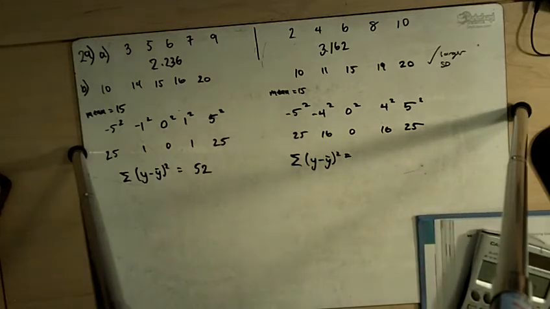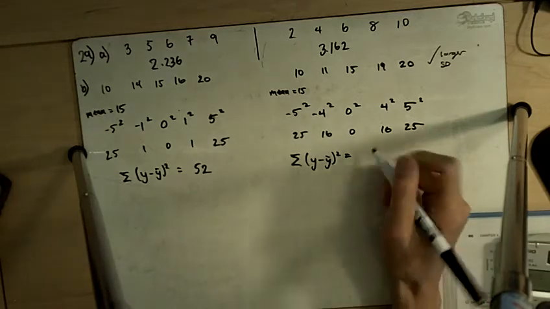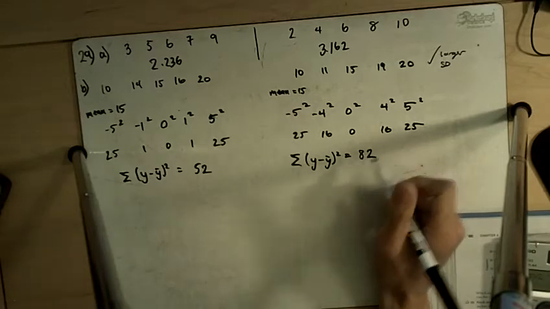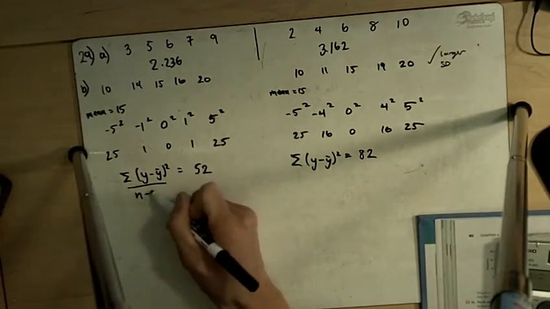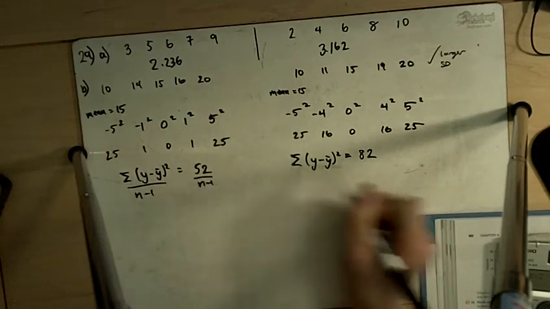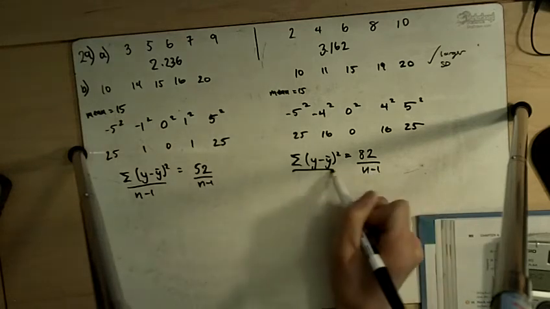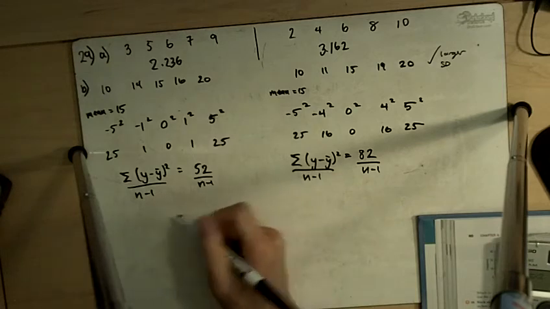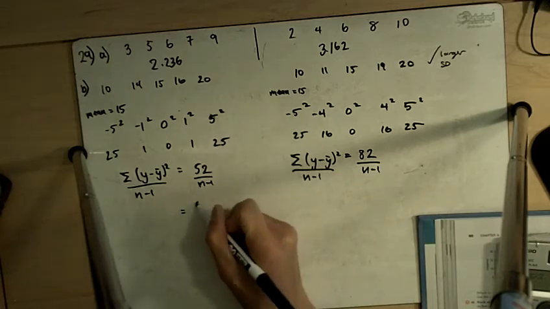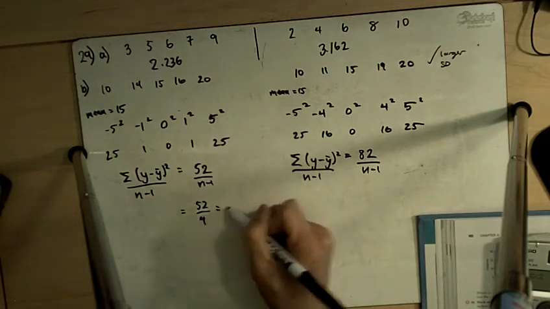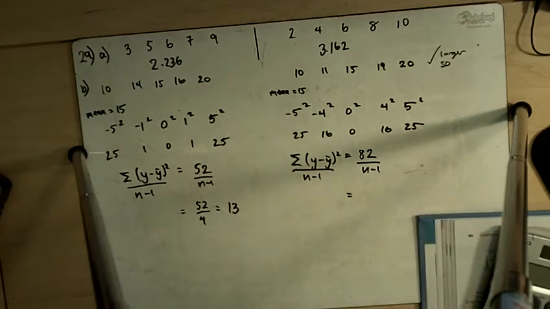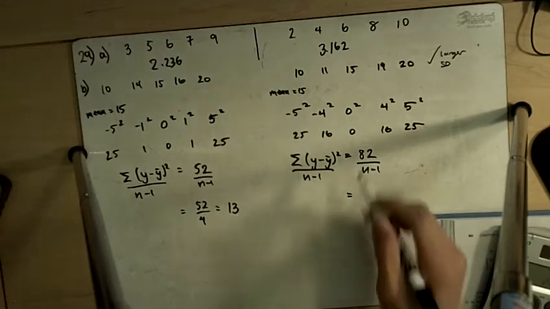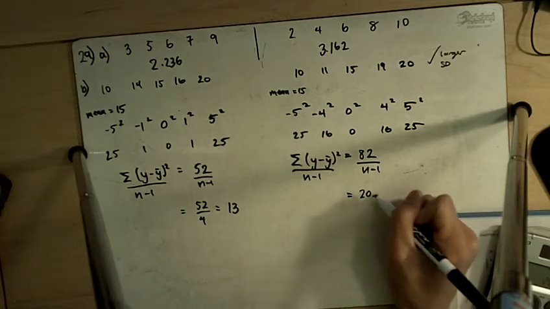is equal to 82. Okay, and then we divide by n minus 1. Okay, so we get this is equal to 52 divided by 4, or 13, and over here we have 82 divided by 4, and that's equal to 20.5.